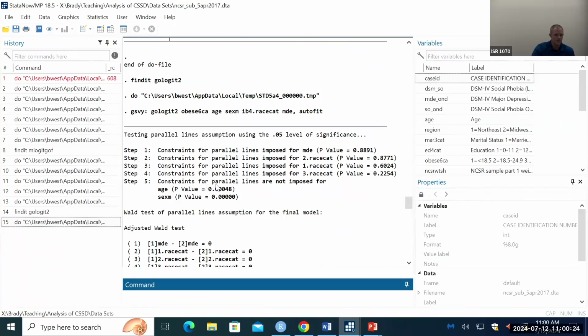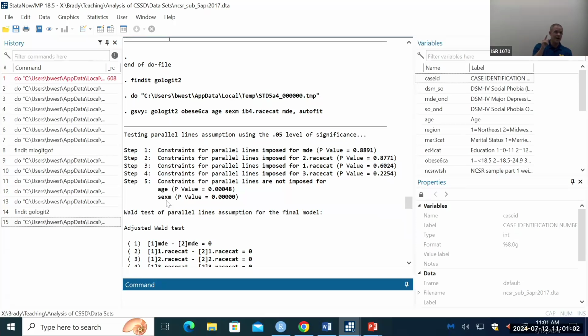It says the constraints for proportional odds, or parallel lines, are not holding for both age and gender. So what this is telling us is that the best fitting ordinal model is going to allow the age and sex coefficients to vary depending on the cut point, but fix race and MDE as being constants across the cut points. So depending on what the cut point is, the relationship of age with the cumulative odds may change.